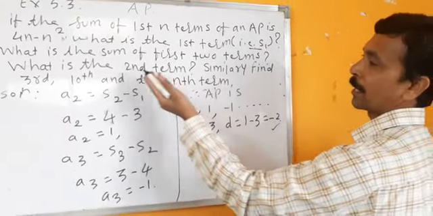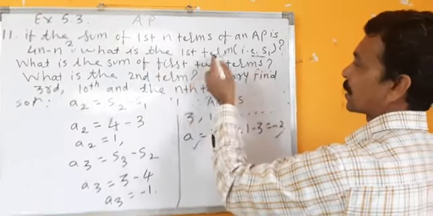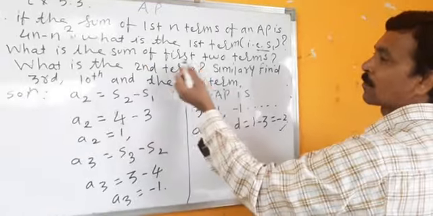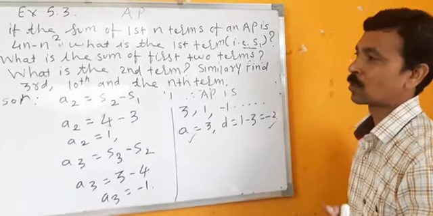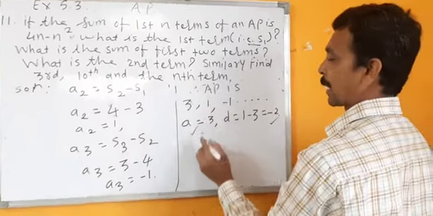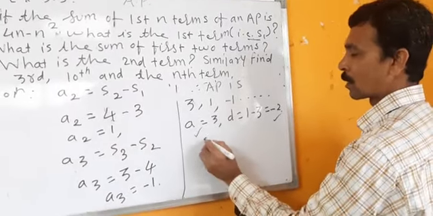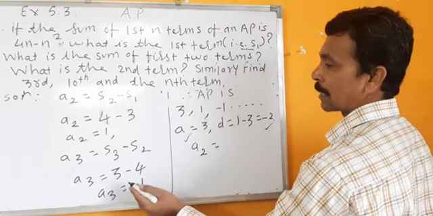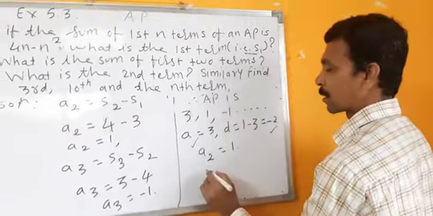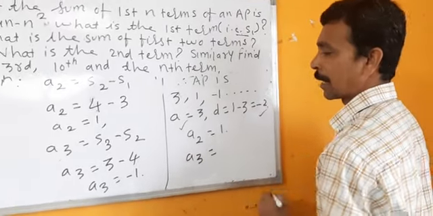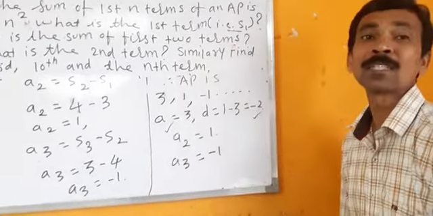Now we have the value of A and the value of D. Now we'll find, as they have said, the first term, which is already done. What is the sum of the first two terms? S2 we have already found. What is the second term? Second term A2 is already found, that is 1. Similarly, the third term A3 is equal to minus 1, already found.